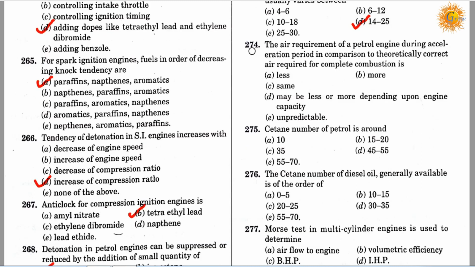Question number 274. The air requirement of a petrol engine during acceleration period in comparison to theoretically correct air required for complete combustion is option A, less, option B, more, option C, same, option D, may be less or more depending upon engine capacity, option E, unpredictable. Correct answer will be A. It will be less.